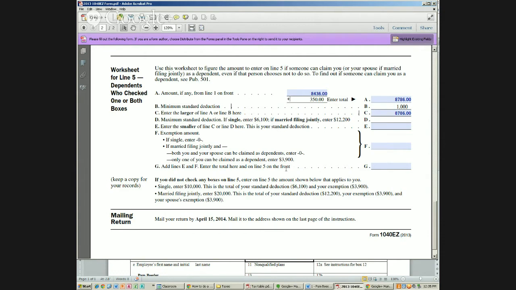All right, then it says your maximum standard deduction if you're single is 6,100. So we're going to write 6,100 because she's single. All right, here's another tough one, guys. Enter the smaller of line C or D. So where's C at? C's here. This is D. Which one's smaller? D. Enter 6,100.